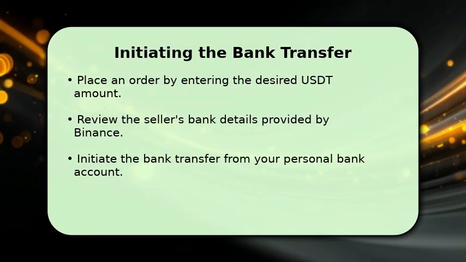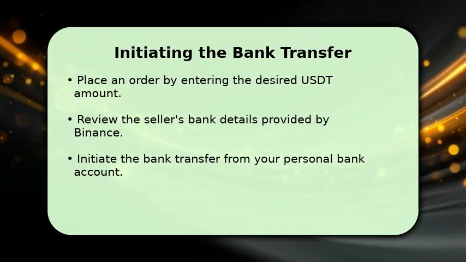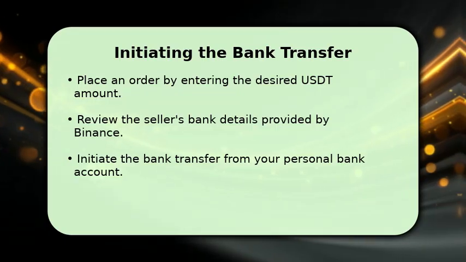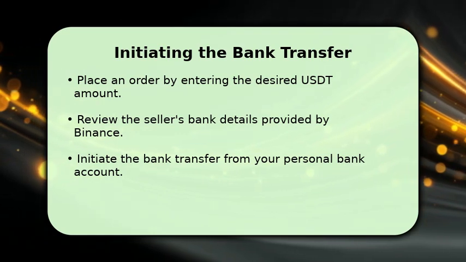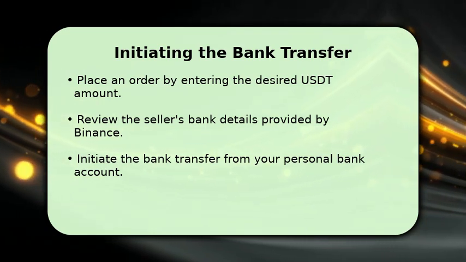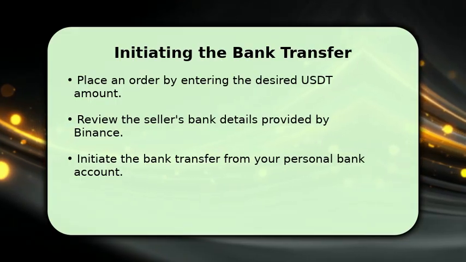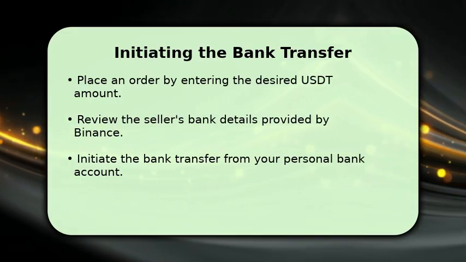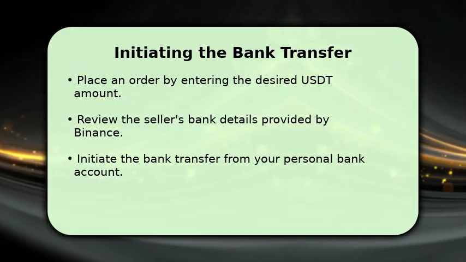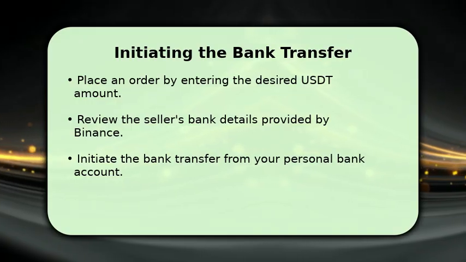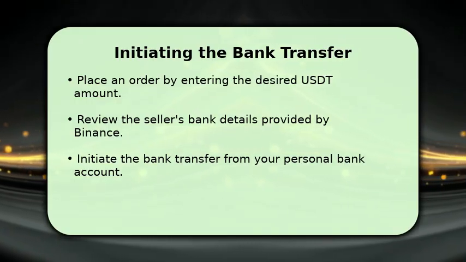Once you've selected an offer, enter the amount of USD you wish to buy or the fiat amount you want to spend. Binance will then display the seller's bank account information. Carefully copy these details and proceed to your banking app or website to make the transfer. It is vital that the payment amount is exact and that you use your own bank account for the transfer, as third-party payments are not allowed.